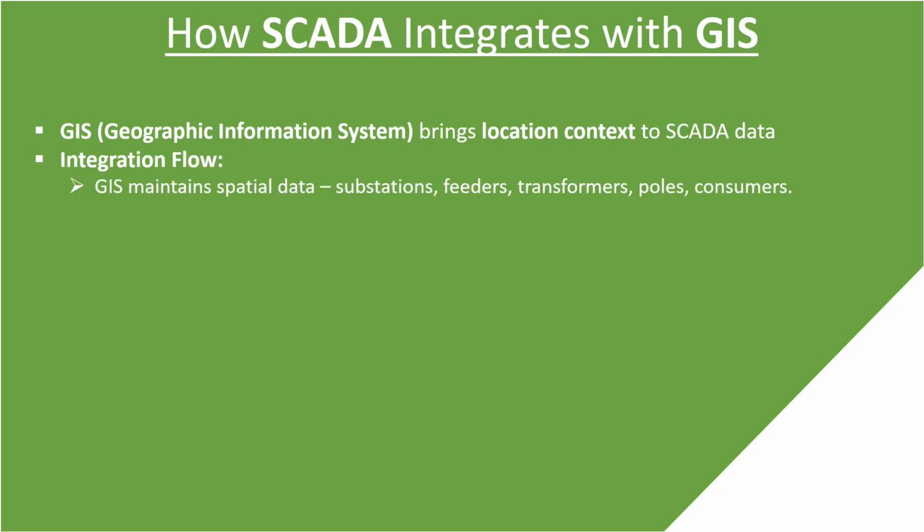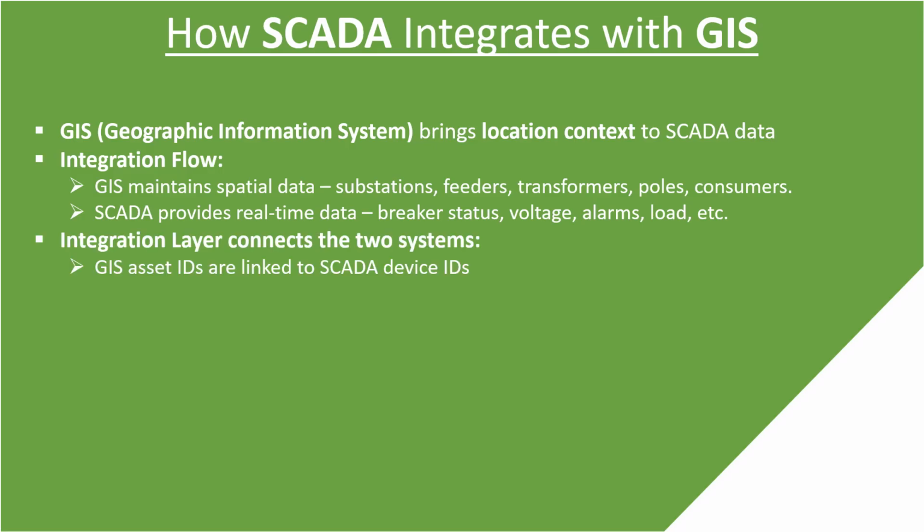Integration flow. GIS maintains spatial data like substations, feeders, transformers, poles, and consumers. SCADA provides real-time data, that is breaker status, voltage, alarms, load, etc. The integration layer connects the two systems, that is, GIS asset IDs are linked to SCADA device IDs.